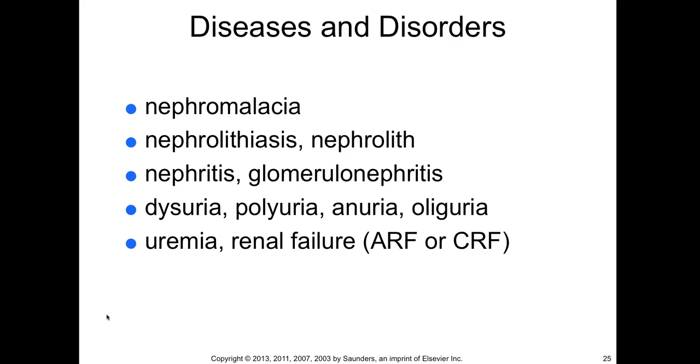Uremia is going to be a toxic condition in which nitrogen-containing waste is not properly removed from our blood by the kidneys. So this word literally means urea in the blood, but uremia is more of a toxic condition where we have renal insufficiency or failure. It's not filtering the blood properly. And then we have renal failure, and this can either be acute and referred to as ARF, acute renal failure, or CRF for chronic renal failure.